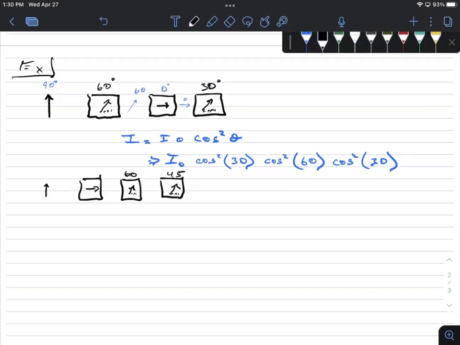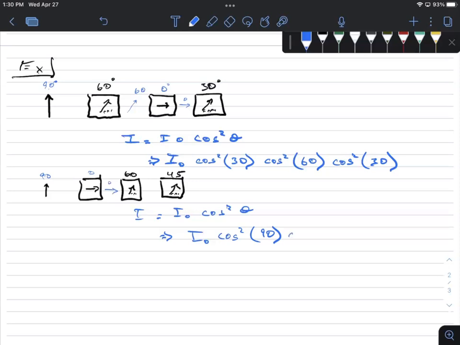Now, I'll do it 2 ways. I'll do it the normal way you're supposed to, and then I'll do it the shortcut way. So the normal way, same exact process. I is I naught, cosine squared theta. So we have I naught starting. Now, first, we're going from 90, trying to get through the first one. The first one's at 0. So we have a cosine squared, and we're going from 90 to 0. 90 minus 0 is 90. We're now past him. The light is now horizontal at 0.